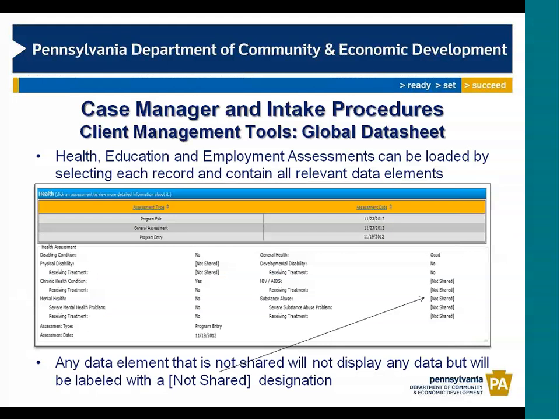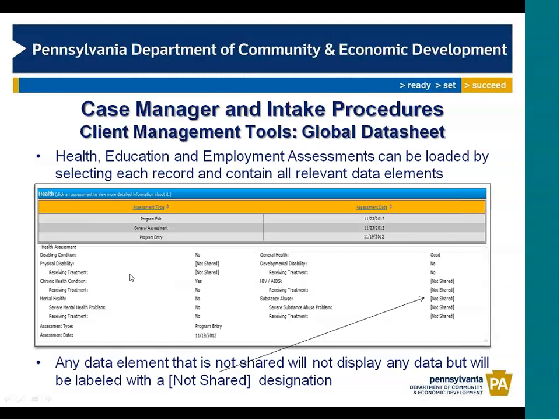Now, the ones directly below that, while income, benefit, and services are based on an individual record basis, since health, education, and employment have more in-depth data that we could fit into individual grids, they actually will have each assessment recorded here from that program that shows the type plus when it was collected. And when you click on it, it will fill out all the data elements that were shown.